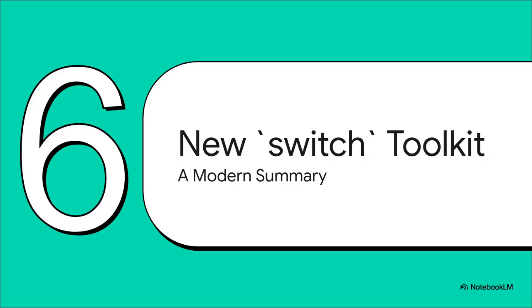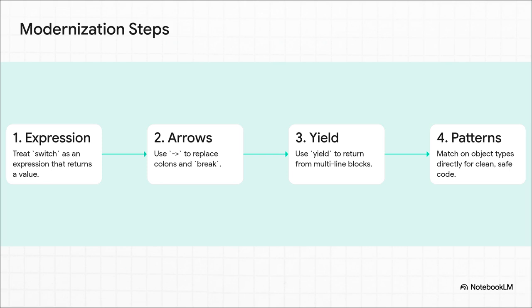Okay, let's put it all together. These aren't just a few random changes. They really form a completely new, modern toolkit for how you handle conditional logic in Java. So here it is, your 4-step checklist for modernizing your switch statements. 1. Start using switch as an expression to make assignments cleaner. 2. Adopt the arrow syntax to get rid of breaks and all those nasty fall-through bugs. 3. When things get complicated, use code blocks and yield to produce a value. And 4. Embrace pattern matching to handle different object types with safety and elegance.